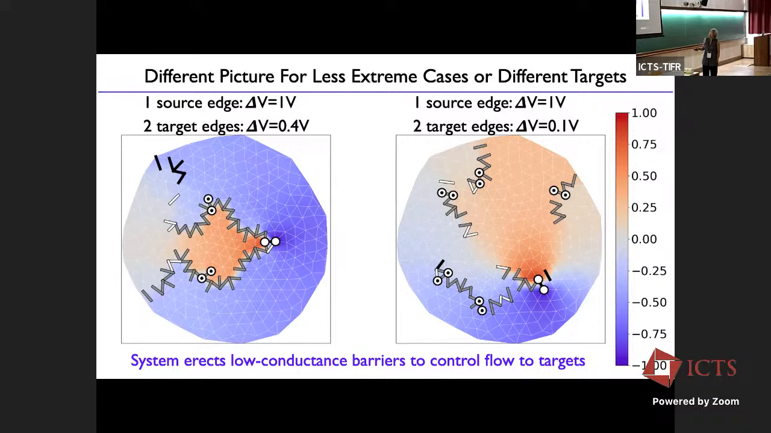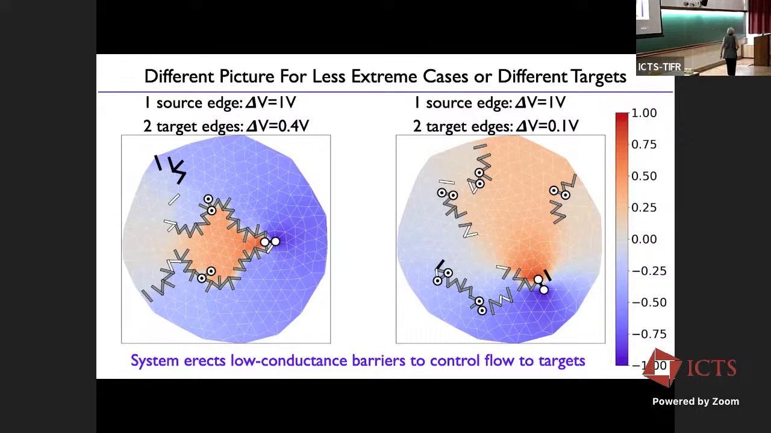But in this case, I don't actually have to separate completely into sectors. I just form this low conductance barrier. This barrier is redirecting flow in my system, and by redirecting the flow, I'm sending flow around these barriers. That's how I tune my targets.